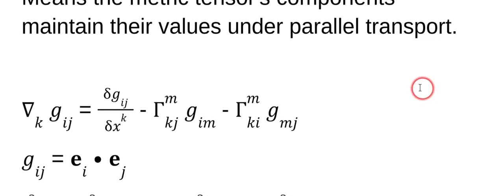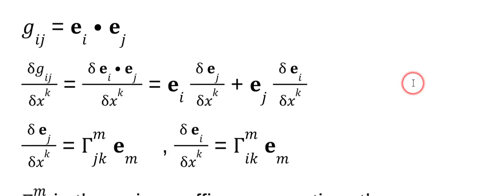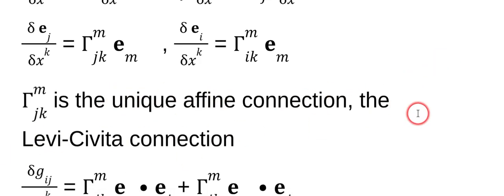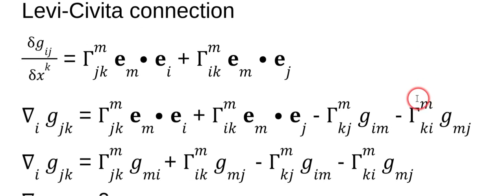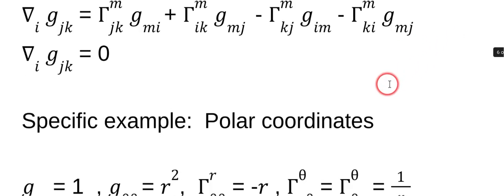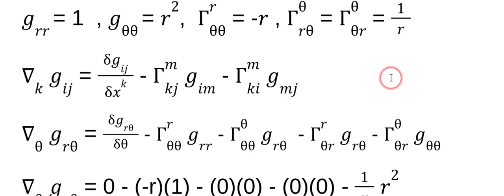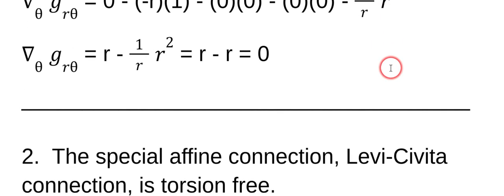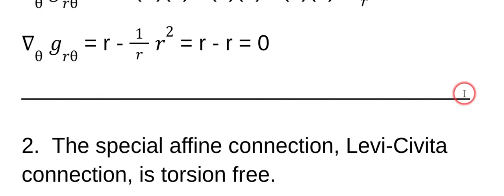And we went through examples like this, and we showed this unique affine connection is the Levi-Civita connection. The covariant derivative of the metric tensor is equal to zero. Then we did a specific example with polar coordinates, which was wicked fun. Okay, now here is part two.